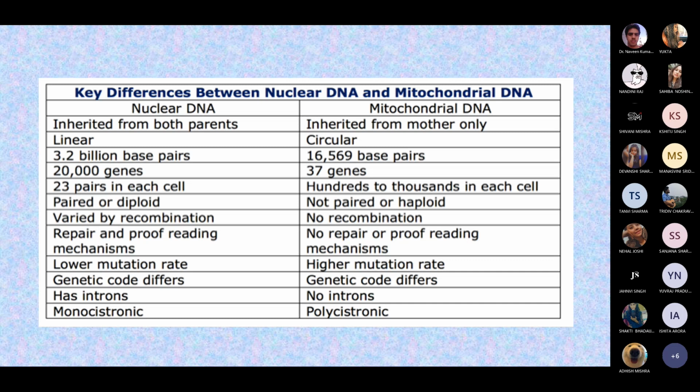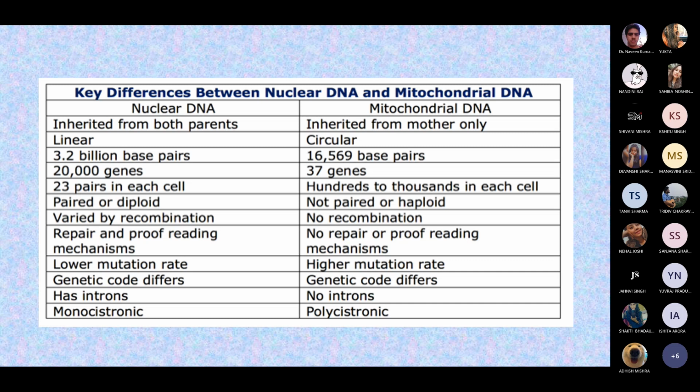Mitochondrial DNA does not have introns. And the last point, that the nuclear DNA is monocistronic and the mitochondrial DNA is polycistronic. What it means is that the nuclear DNA produces mRNA that codes for only one protein. So if more than one polypeptide chain is coded for in the nuclear DNA nucleotides, the resulting mRNA is cut apart into separate mRNAs before binding to a ribosome. So the nuclear DNA is monocistronic, meaning that there is a separate strand of mRNA for each protein.